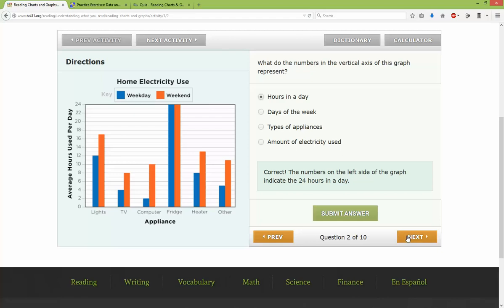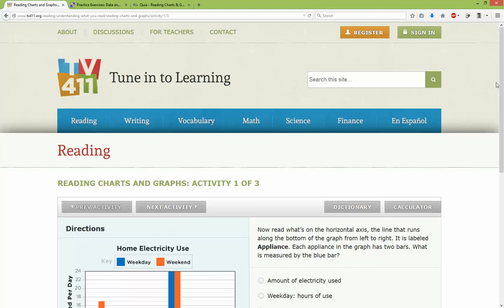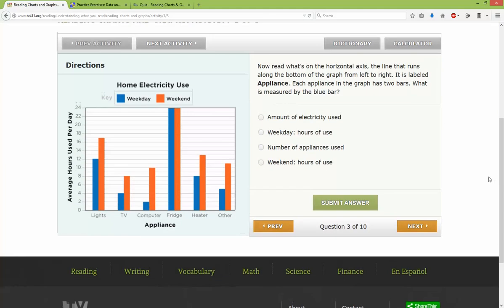I'm not trying to trick you guys, but maybe this is okay. Let's look at the horizontal. Now, what is this? It is labeled appliance. Each appliance has 2 bars. What is measured by the blue bar? The weekday. Weekday hours of use. Okay, there we go.